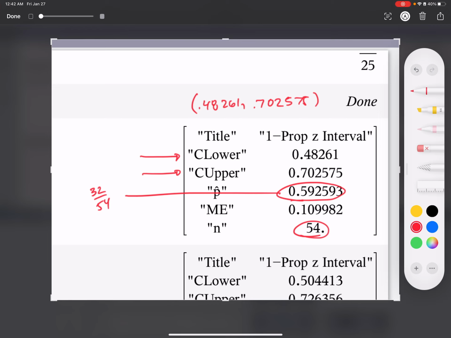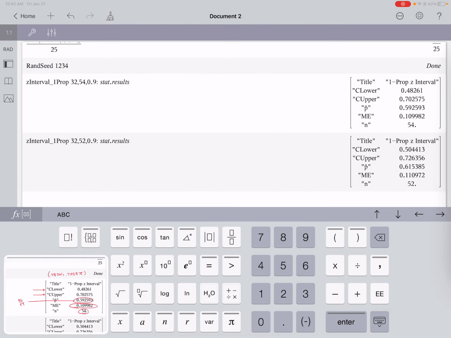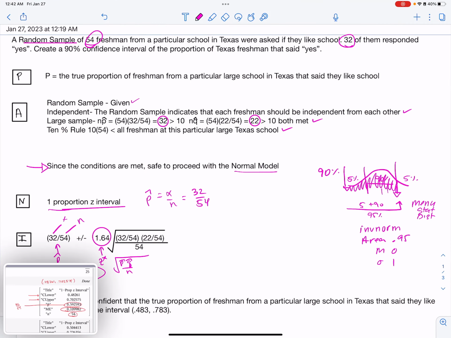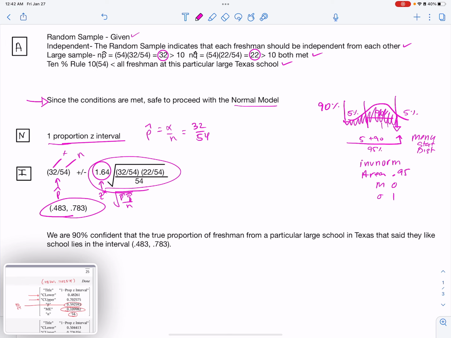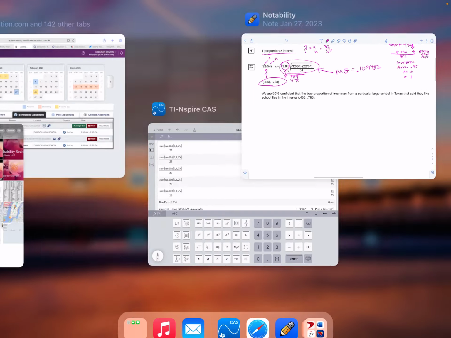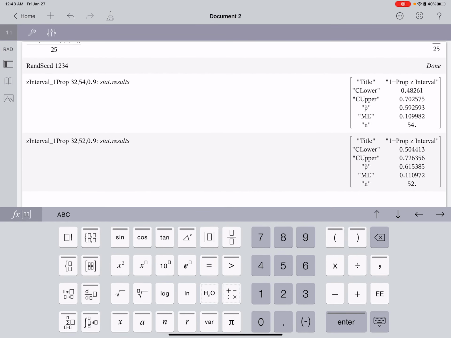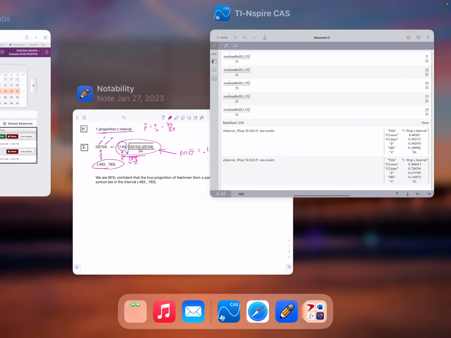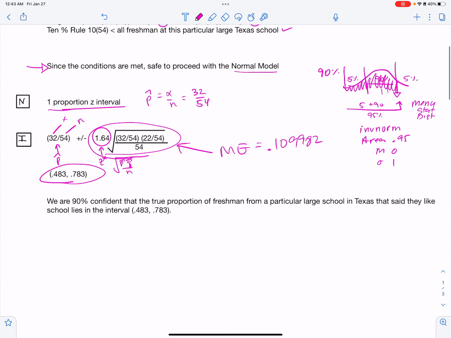54 is, of course, the bottom number. Margin of error, that's the second part. Let's remember this number, 0.109982. I'll show you where that comes from. That is just this here. That's the margin of error. Try to remember it. Yes, 0.109982. I was right. Okay, so that's the margin of error.